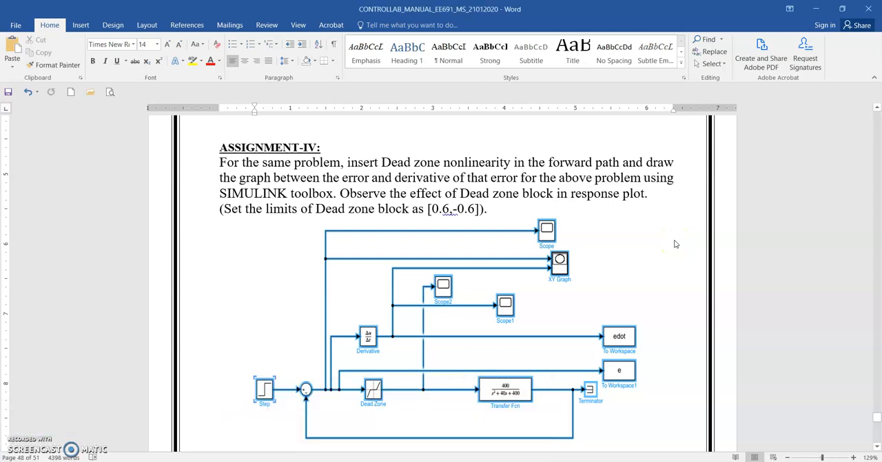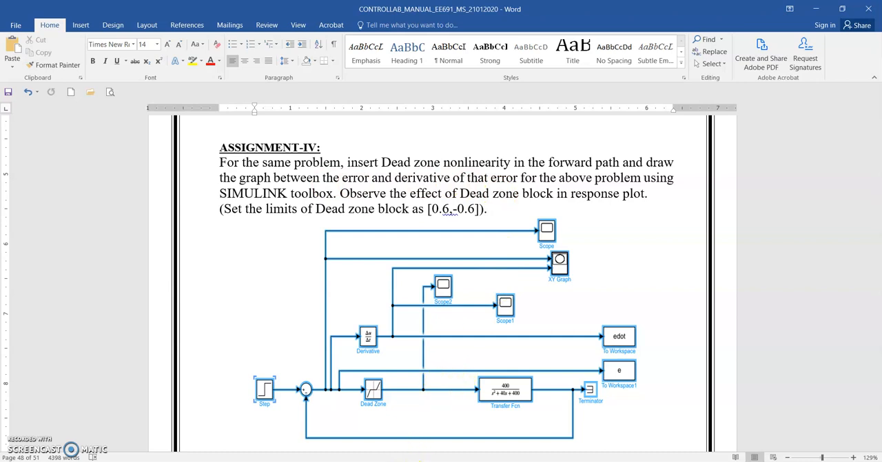Welcome back everyone. So coming to the last assignment of this experiment 8, where we have to insert a Deadzone non-linearity in the system, and we'll have to study the effect of Deadzone in the system. And in this assignment, the value of Deadzone block already have suggested upper limit as 0.6 and lower limit as minus 0.6.